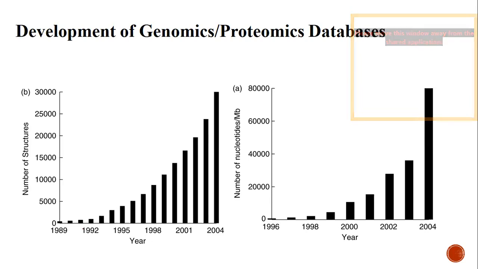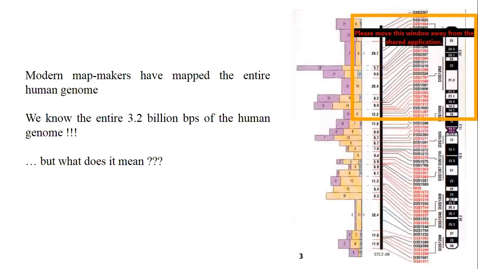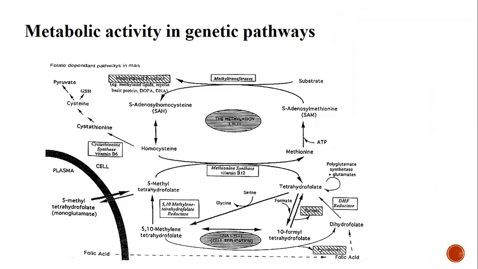So nowadays we have different databases available in the field of proteomics and genomics with the help of bioinformatics. And day by day we have an increased number of databases related to proteomics and genomics data. So here we have modern map makers that map the entire human genome. We know that the human genome is 3.2 billion base pairs, but we cannot interpret these 3.2 billion base pairs without the help of bioinformatics.